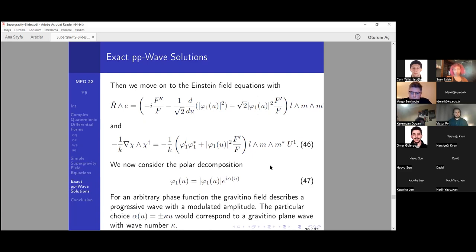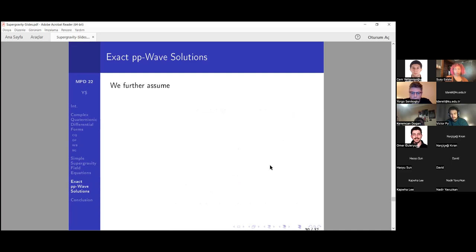First of all, it was difficult to solve this since you see there are i's lying around, complex i's. We considered a polar decomposition as phi one of u, which is the norm of phi one times exponential of alpha u. And of course, for an arbitrary phase function, this describes a gravitino field as a progressive wave with a modulated amplitude. And if we choose a particular choice, alpha u equals plus or minus ku, it corresponds to a gravitino plane wave with wave number k. Very classical stuff. But the polar decomposition is not trivial, and it helps us solve the Einstein equations.